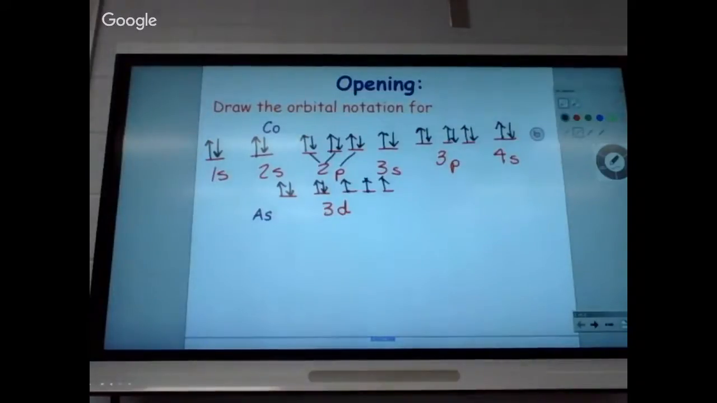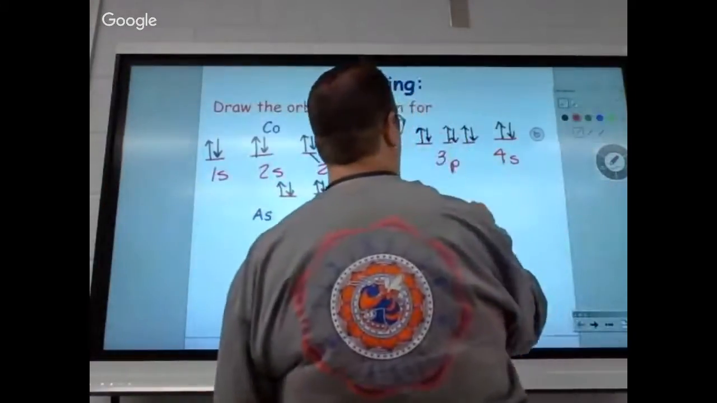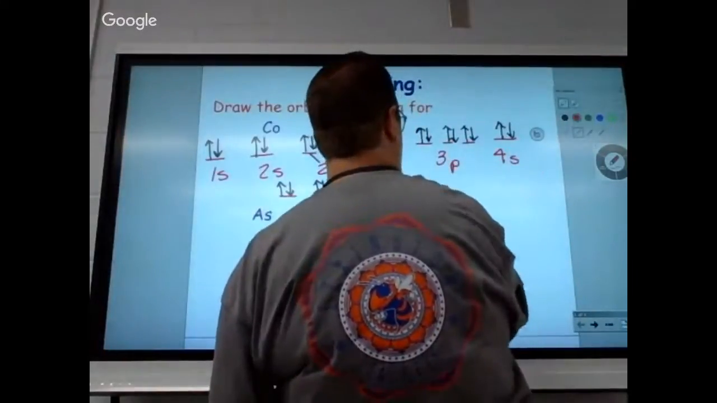Questions about cobalt? No? All right, so if we keep going with arsenic, so we're at 27. How many electrons does arsenic have? 33. All right, do I have enough space for 33 electrons? No. So what do I add after 3d? 4p. How many lines above a p?